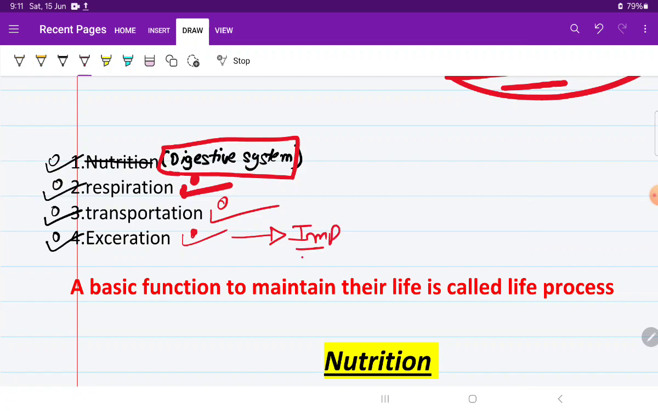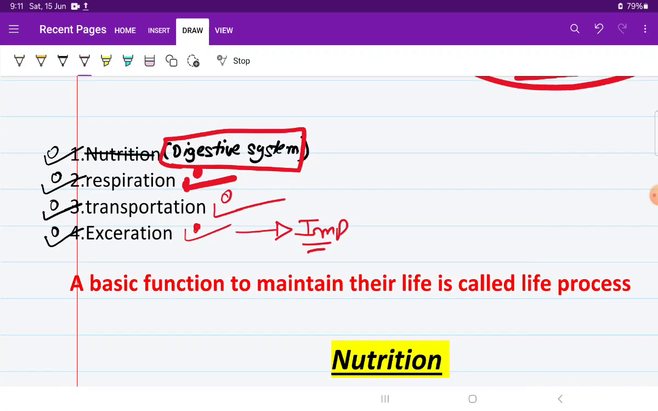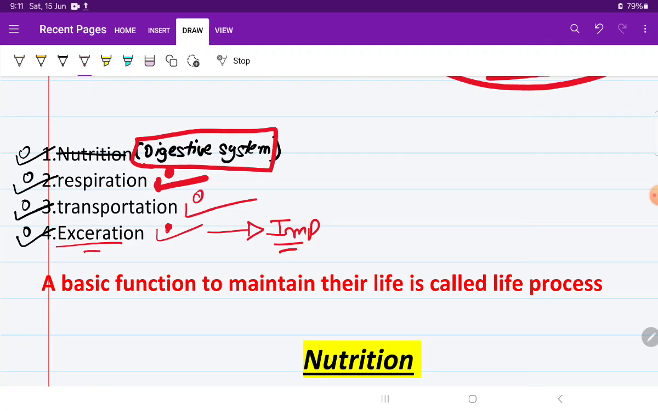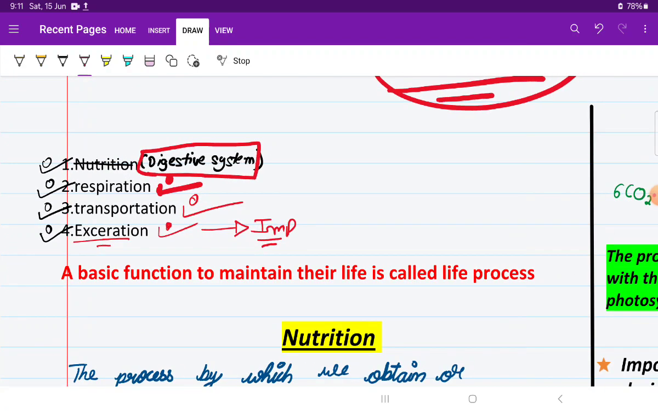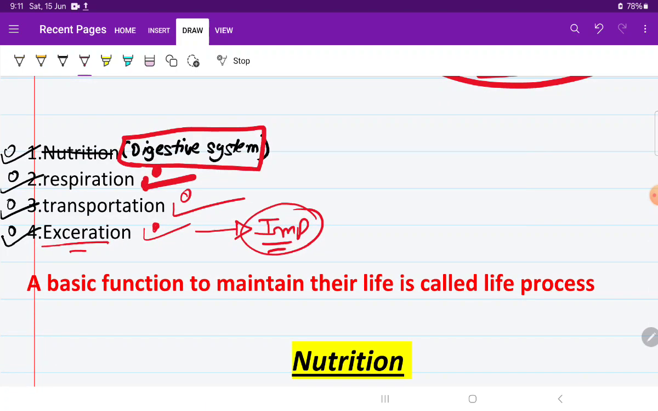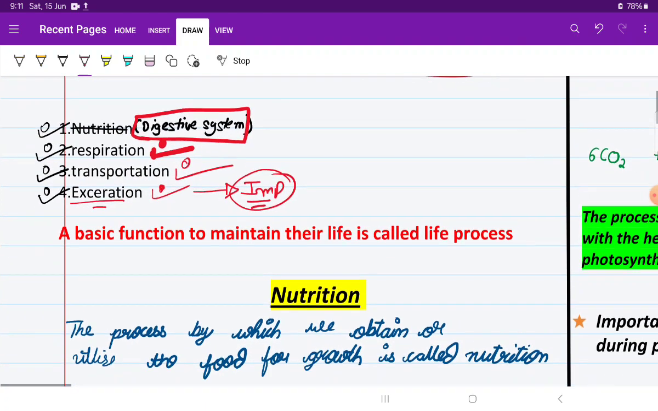I have seen the board papers of 2020-2024 in which they have asked about the excretion system, and students have to label it. So this is the most important. I hope you have understood till here. Please mark this excretion in your book. Now let's start with our chapter.